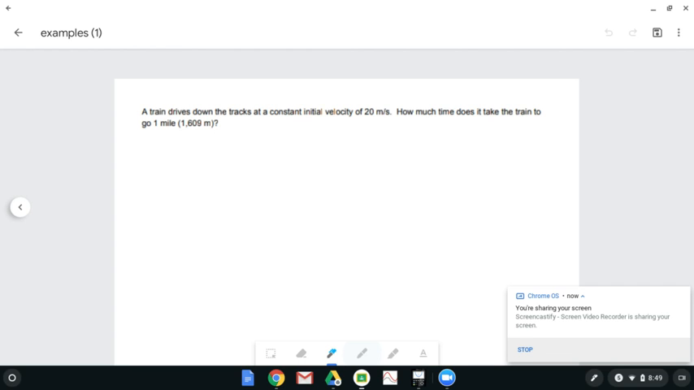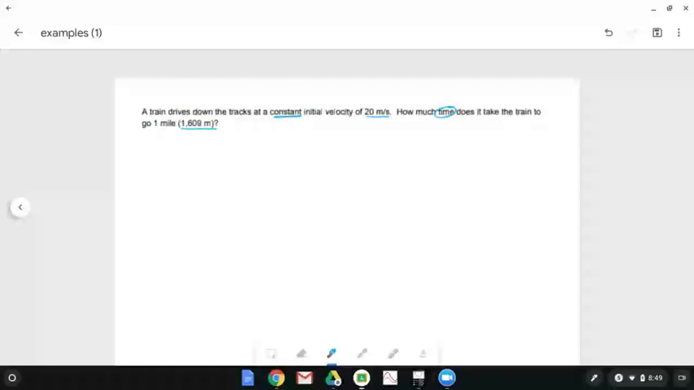All right, we got a train. It's driving down the tracks with a constant, that's a key word there, initial velocity of 20 meters per second. How much time does it take the train to go 1 mile, which in this case I'm telling you is 1,609 meters. So that's pretty important information there, right?